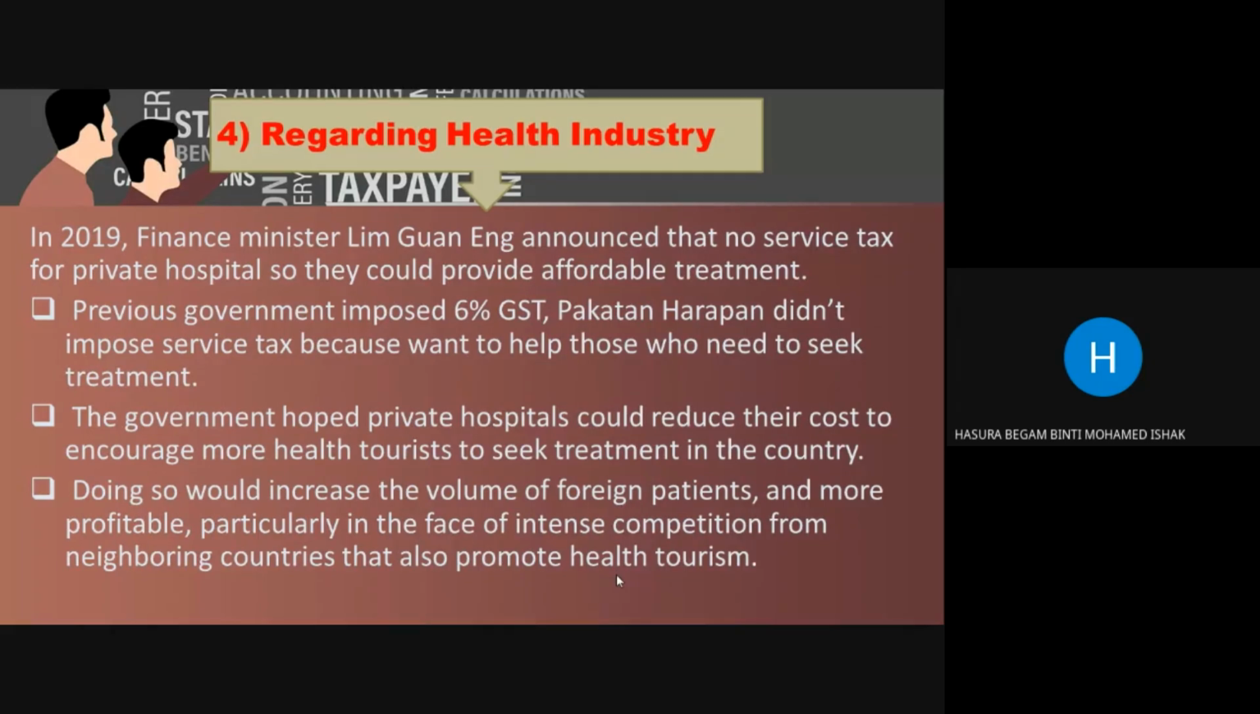So the government hoped private hospitals could reduce their costs to encourage more health tourists to seek treatment in the country. Doing so, it will increase the volume of foreign patients and also be more profitable, particularly in the face of intense competition from neighboring countries that also promote health tourism.